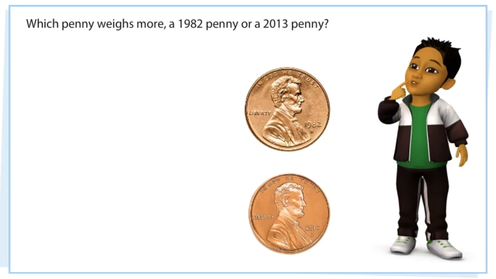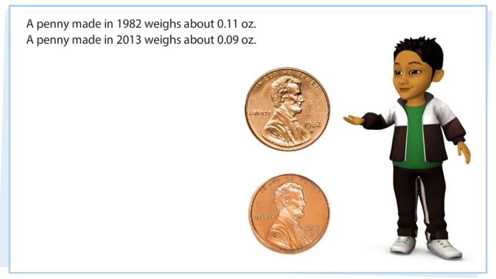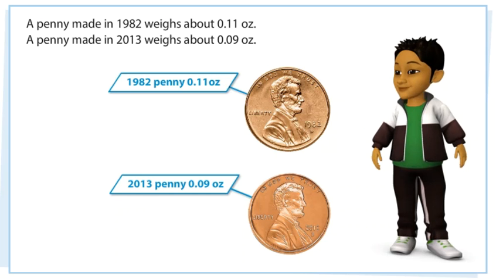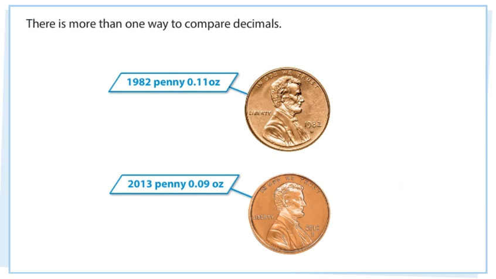Which penny weighs more, a 1982 penny or a 2013 penny? A penny made in 1982 weighs about 11/100ths of an ounce. A penny made in 2013 weighs about 9/100ths of an ounce. There is more than one way to compare decimals.